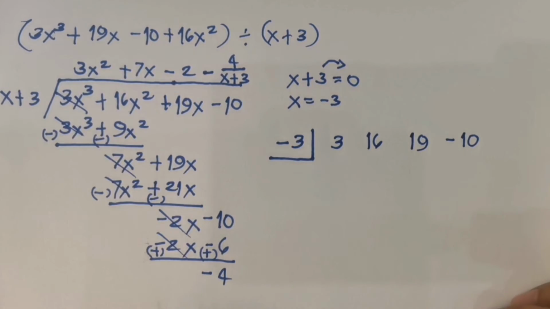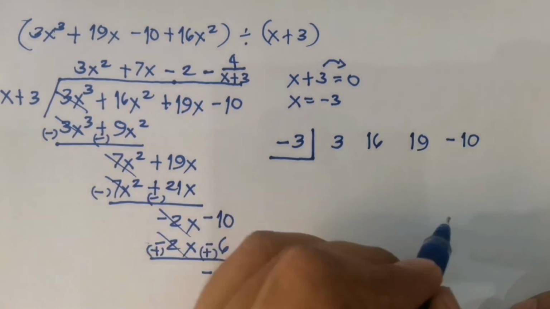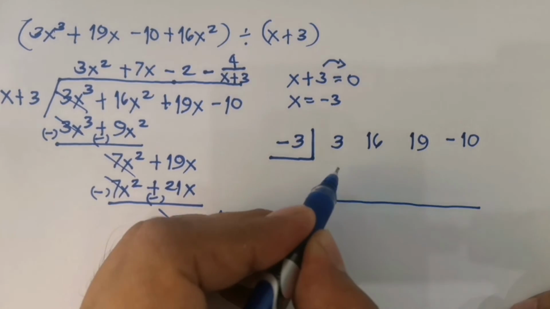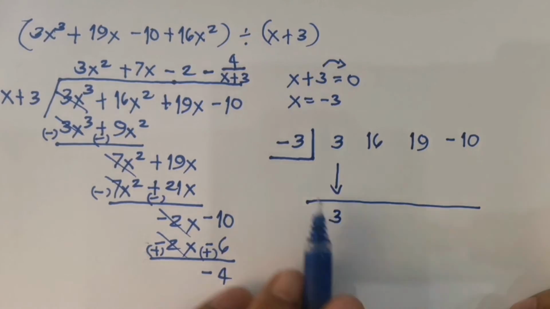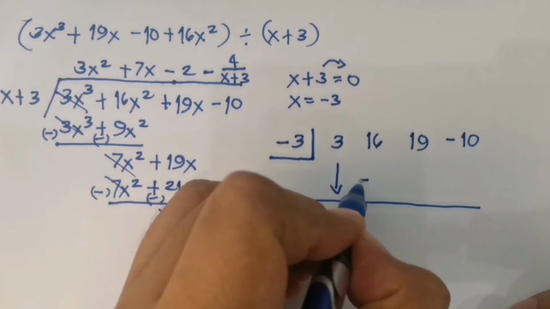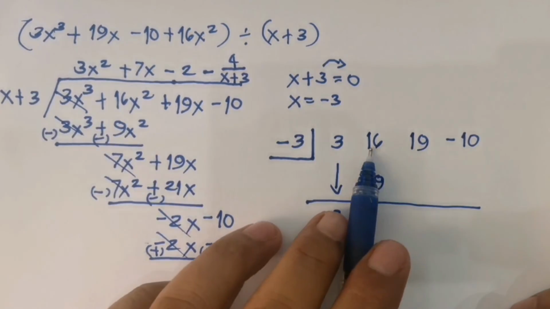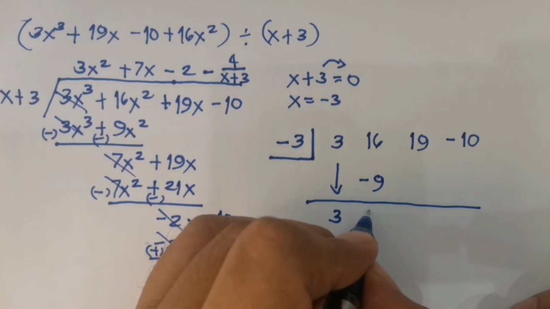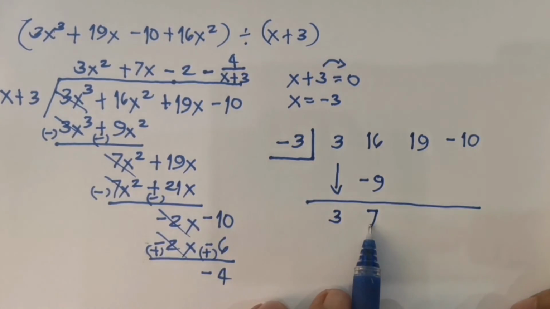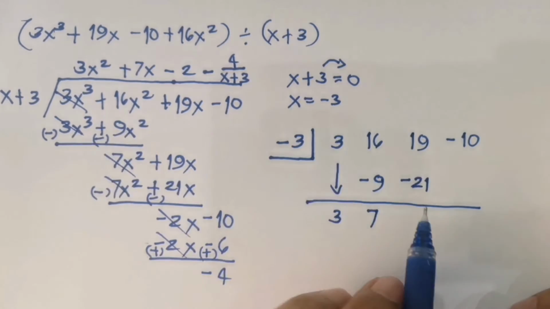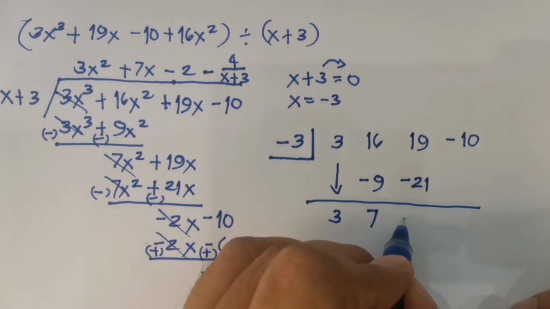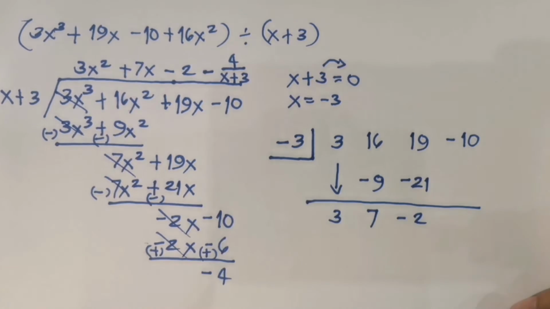Okay, so let's start the synthetic division. Bring this down, which is 3. 3 times negative 3 is negative 9. Then add. So that will be positive 7. Multiply again, negative 21. Then we add, that is negative 2.